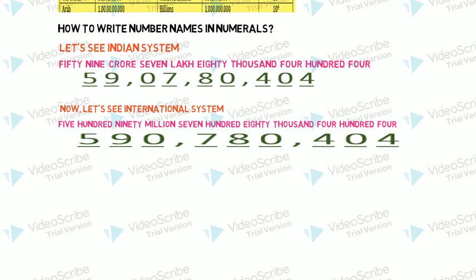So this was all about Indian and international system of numeration, its comparison, and how to write the answer of the comparison of both. And if the question is based on Indian only, or if question is based on international only, number names, numerals, whatever is the question, you would be able to give the answer of that.